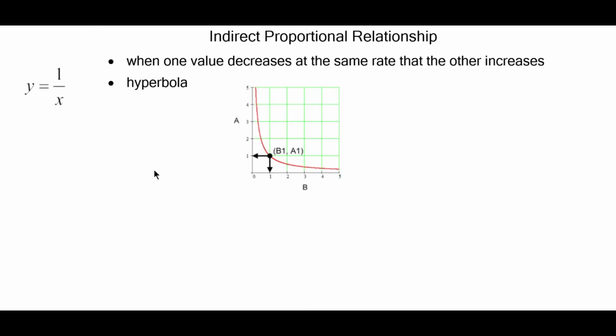An indirect proportional relationship has one variable decreasing at the same rate as the other one increases, and it makes a hyperbola. Mathematically, it looks like that, but we don't have to worry about that quite yet.